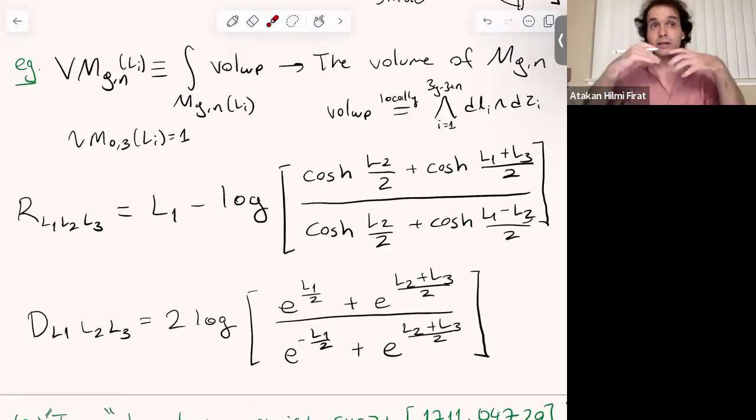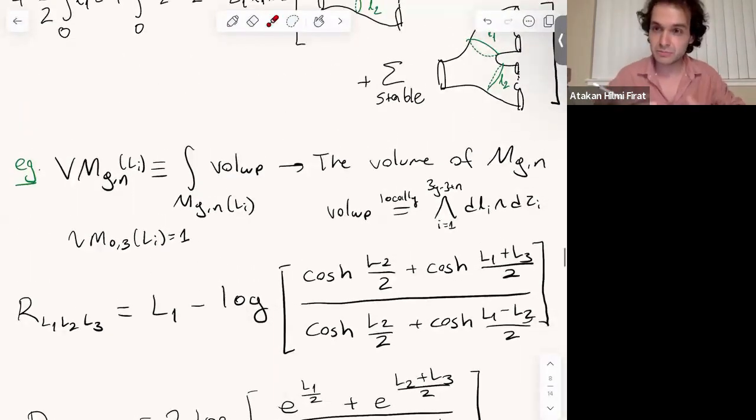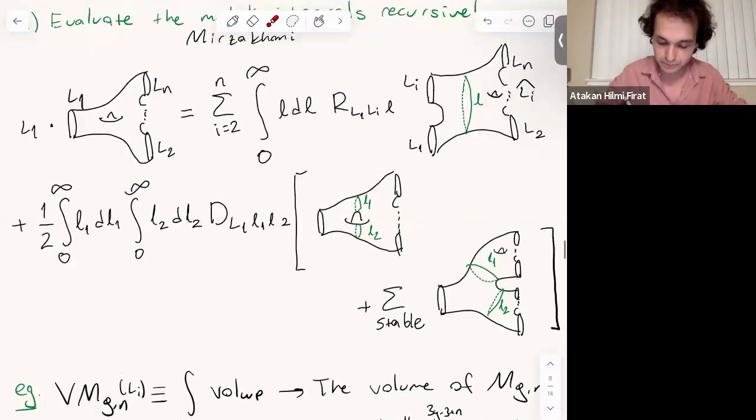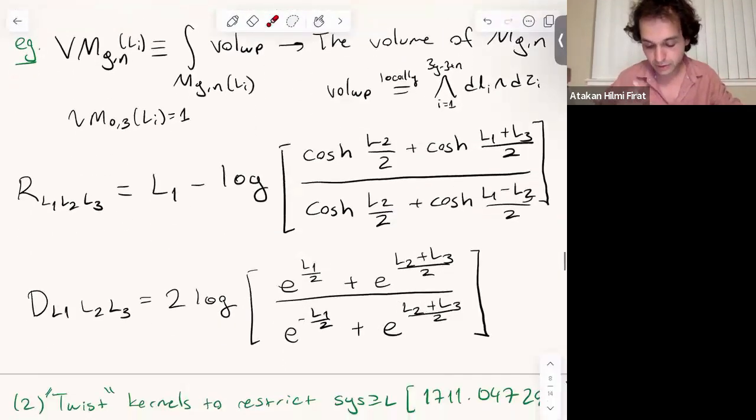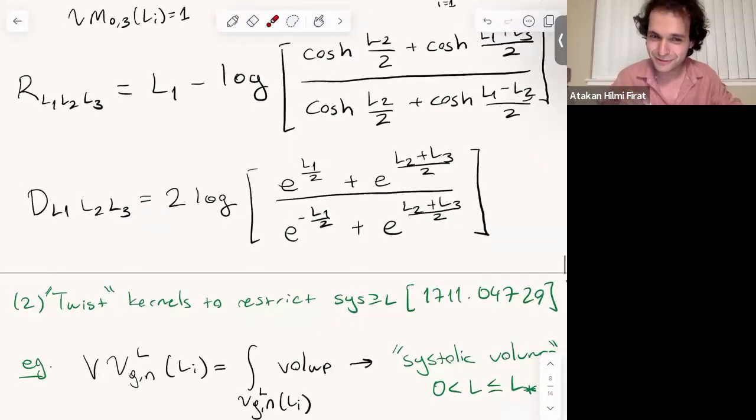So there is a formalism that you can do moduli integrations using Fenchel-Nielsen coordinates, and the price you pay is dealing with these functions and doing these things recursively. Okay, for me, that's solved.